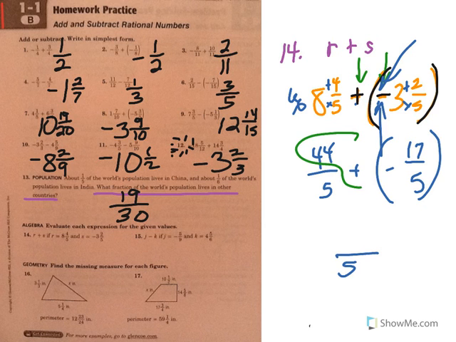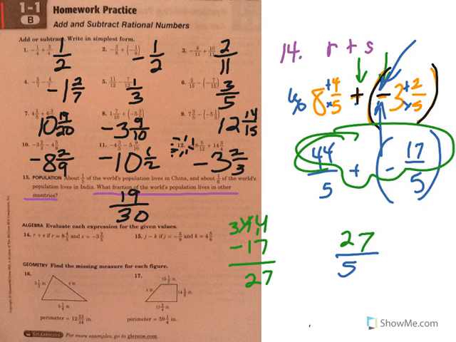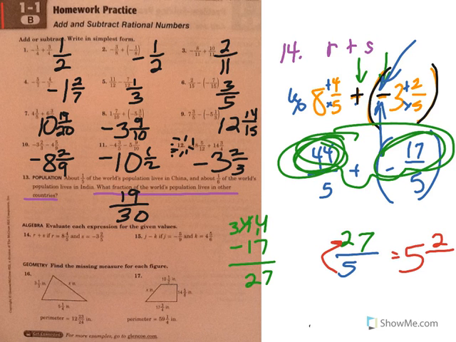And 44, add a negative 17, so 44 minus 17 is 27. It's going to be positive because we have 44 positives and only 17 negatives. 5 goes into 27 5 times, making 25, which is 2 away from 27, out of 5. And that is your answer.